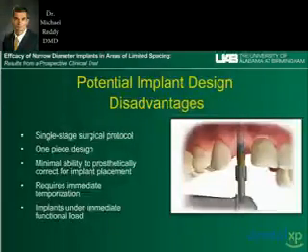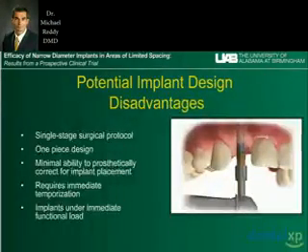The one-piece design also limits the flexibility in placement. It needs to be placed at one time exactly where you need it, and there's minimum ability to prosthetically correct for implant placement. So there are no angled abutments. It's straight. You have to prepare it and use it there. It requires immediate temporization, which is an advantage from the patient's perspective. If you simply do the surgical side of implants, that can be somewhat of a disadvantage because you have to either make a temporary or arrange for that to take place.